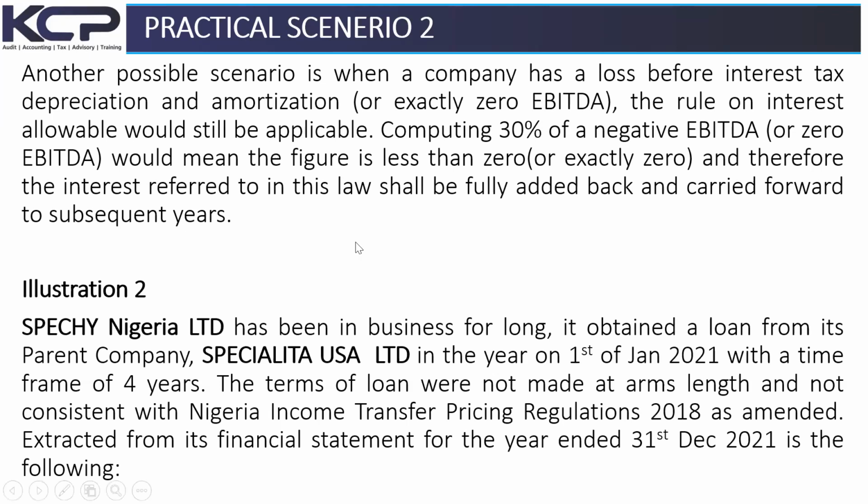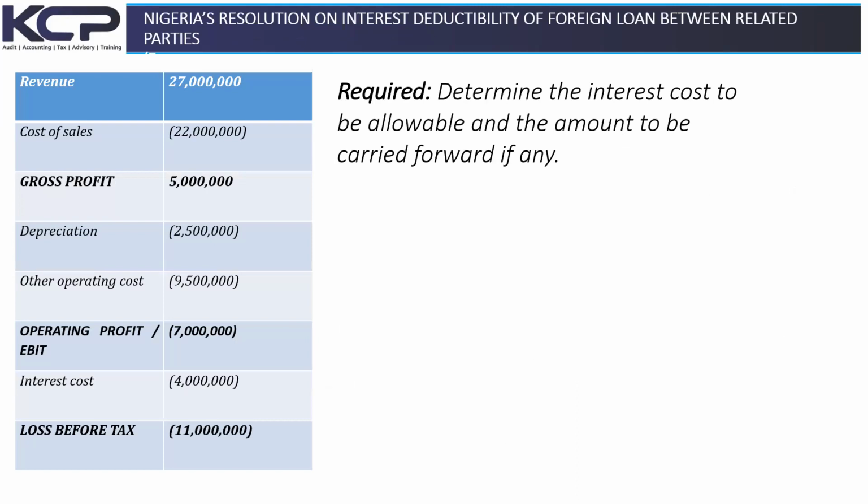So let's see. For this very company, we have revenue of 27 million, cost of sales 22 million, gross profit is 5 million, depreciation is 2.5, other operating cost is 9.5. The operating loss we have in that year is 7 million. If you net the 9.5 and 2.5 from the 5 million, you have 7 million. However, they have an interest cost of 4 million. If you adjust this, adding the interest cost to the operating loss, you have your loss before tax to be 11 million.